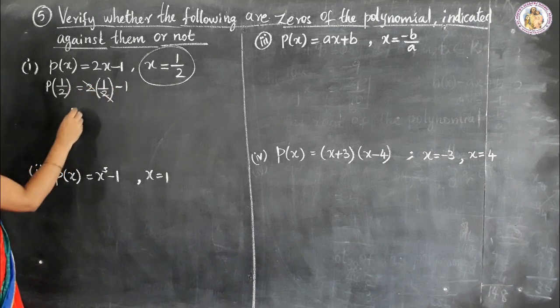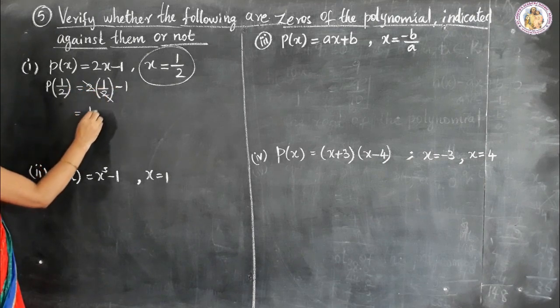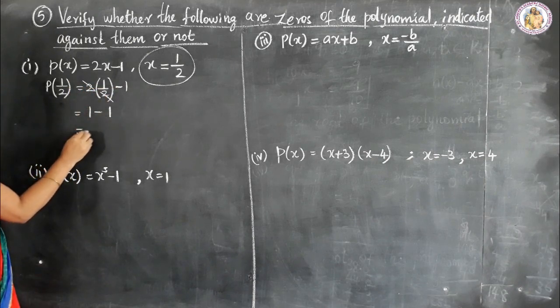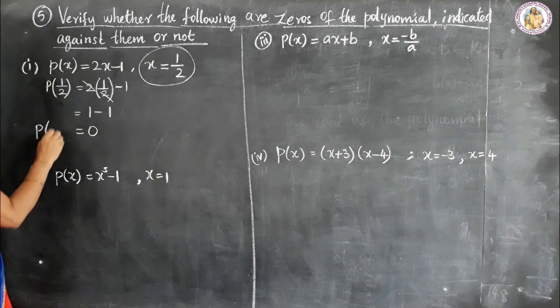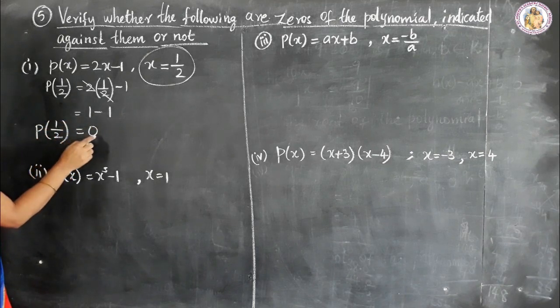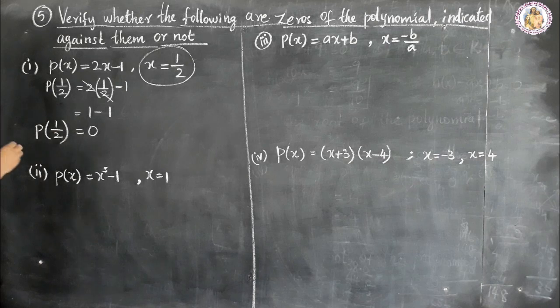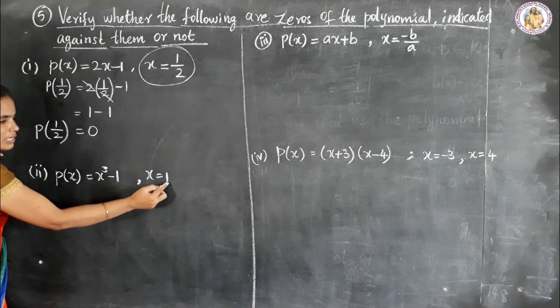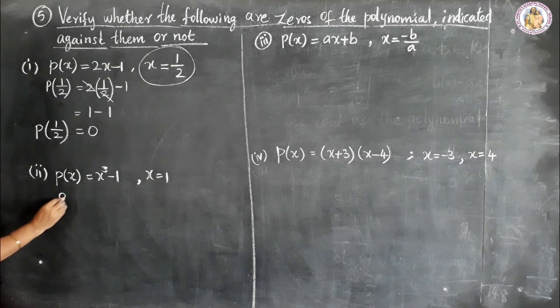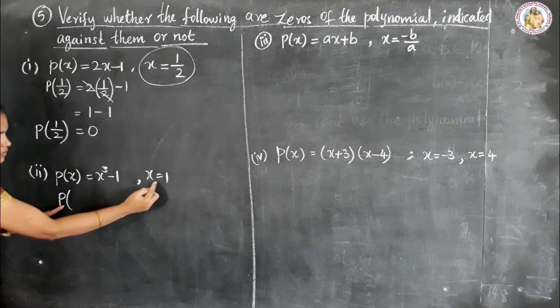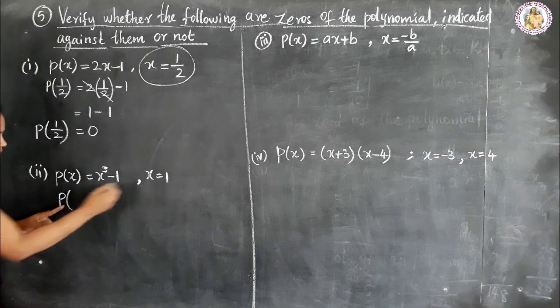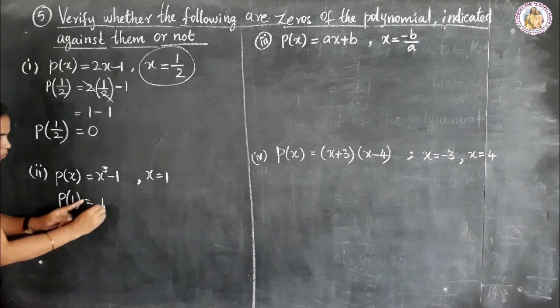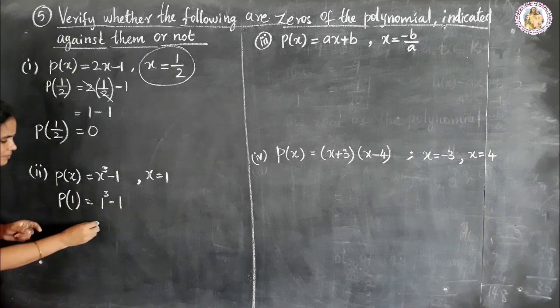So 2 cancel. 1 minus 1 is equal to 0. So p of 1 by 2 is equal to 0. So it is the zero of the polynomial. Okay. Question number 2. p of x is equal to x cube minus 1. So x is equal to 1. So write p of 1, the value of x is given, is equal to 1 cube minus 1.